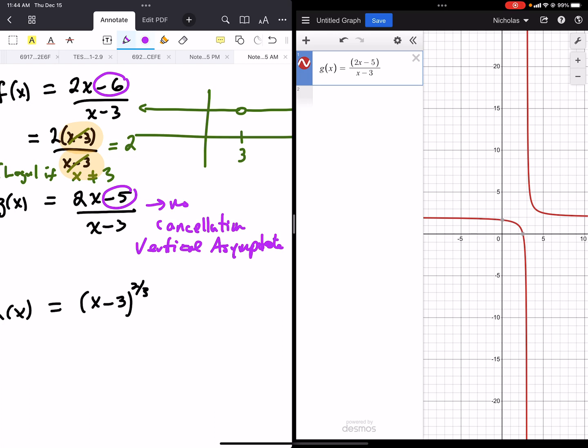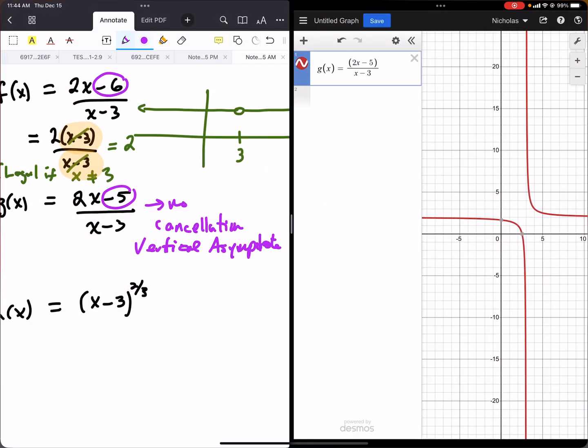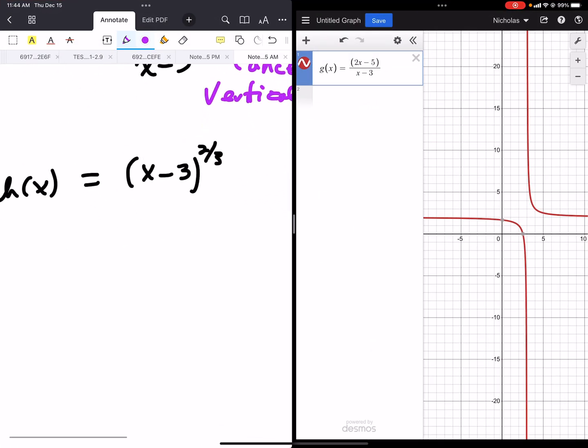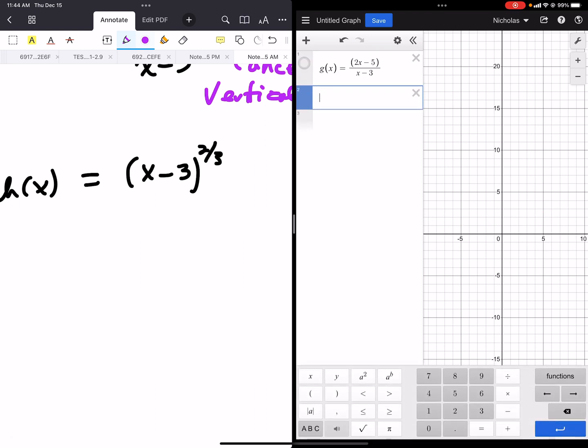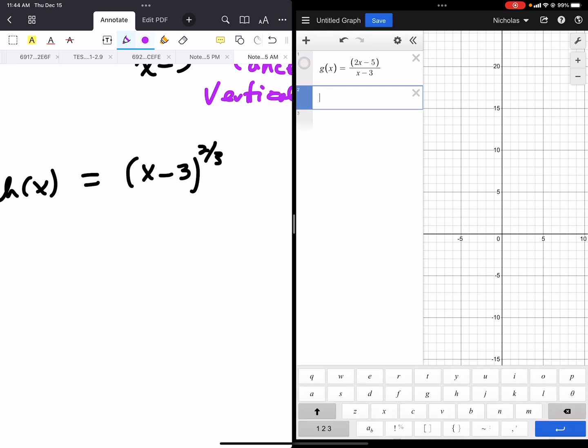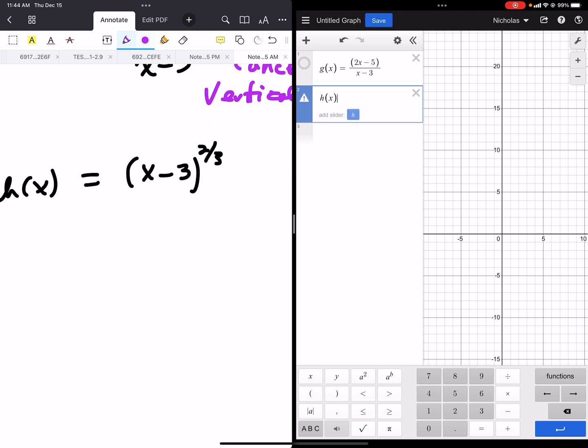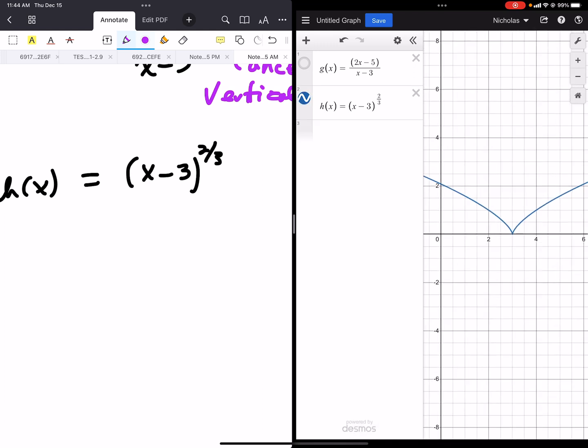Okay, now the next function. h of x is (x minus 3) to the 2/3. I'm going to type that in. h of x is equal to (x minus 3) to the 2/3. Hopefully we can see that at 3 there's some interesting behavior, but what's not happening is there's no hole and there's no vertical asymptote. Well, let's talk about why.